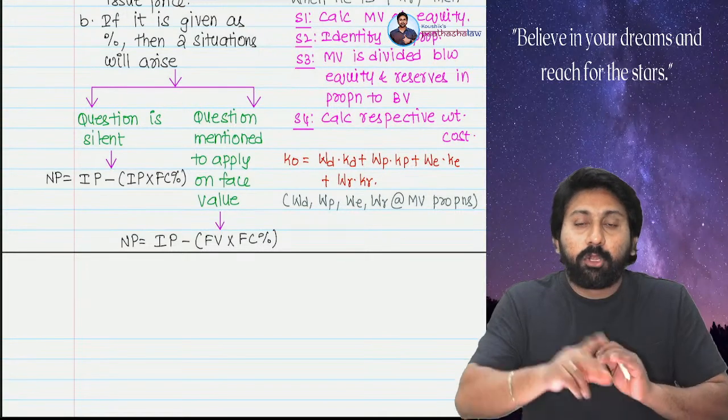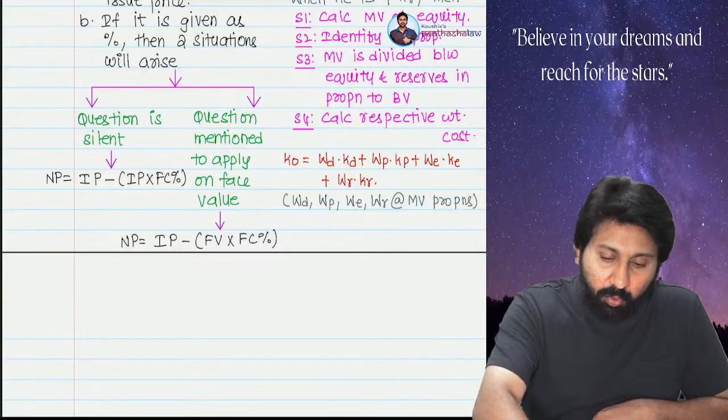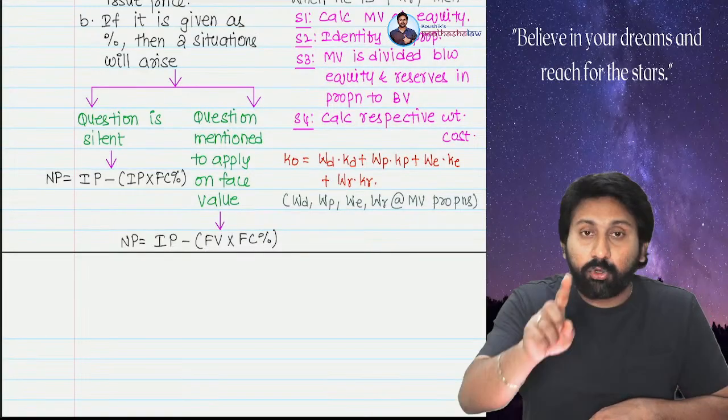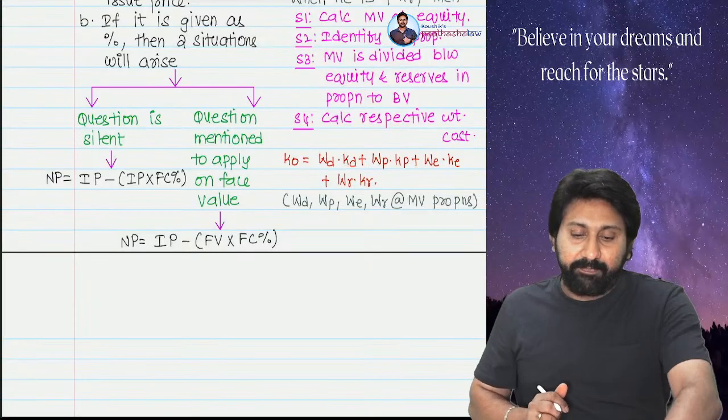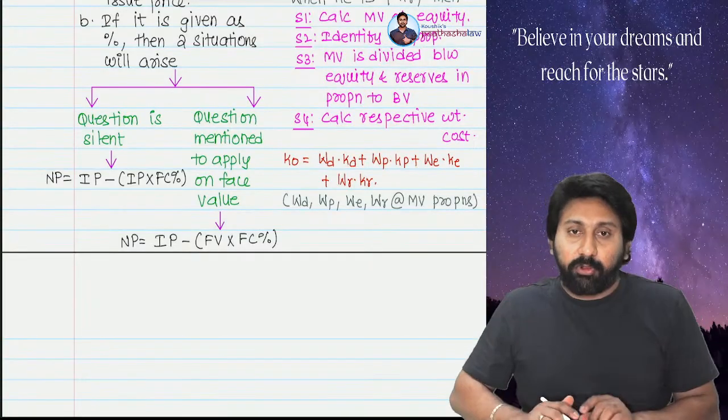103, for example, with 2% flotation cost. How to take it? 103 into 2%, that is 2.06, and 103 minus 2.06 gives 100.94, which is the issue price. If nothing is said, you need to do it like that.